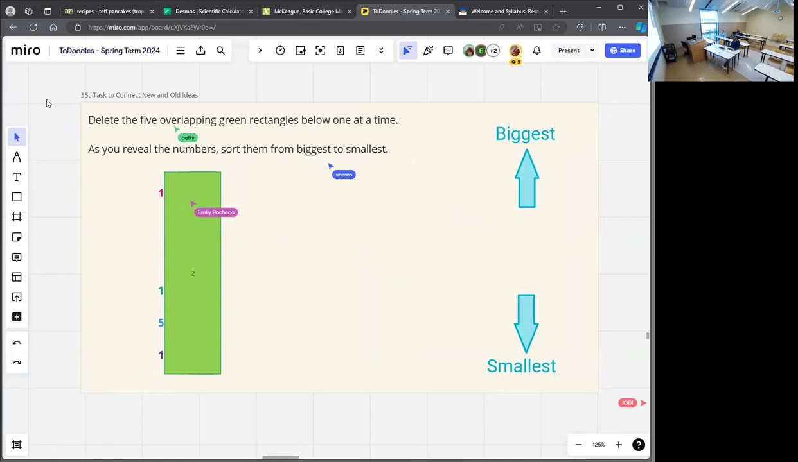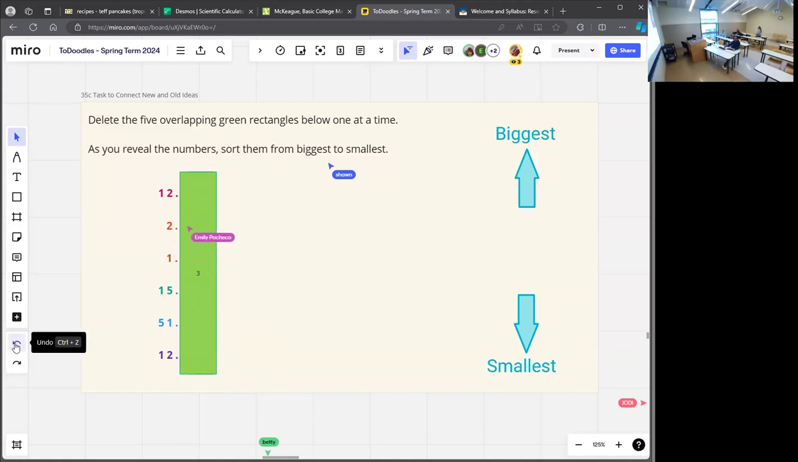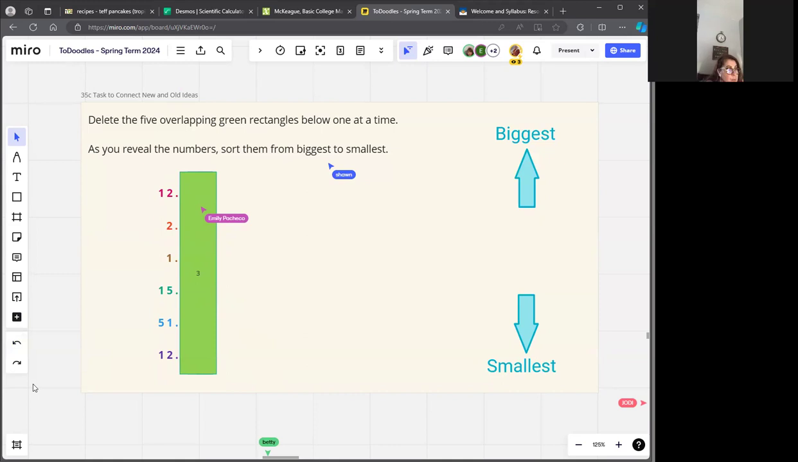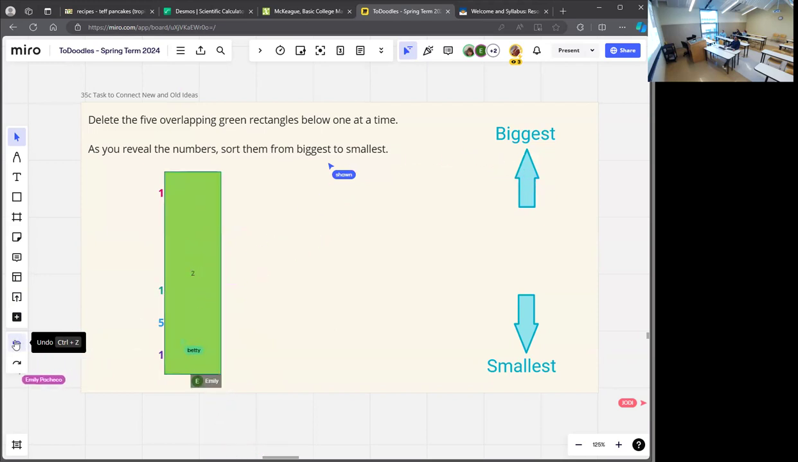Now, which of these numbers can you see right away? Oh, don't delete more. Wait. Undo. Use the undo button. Let's use the undo button and put the rectangle back. I think Emily has to do it because she deleted it. There we go.